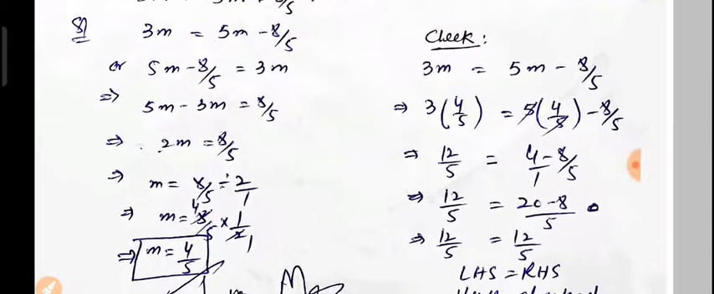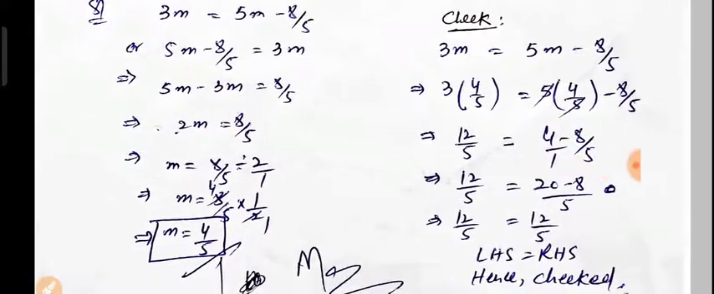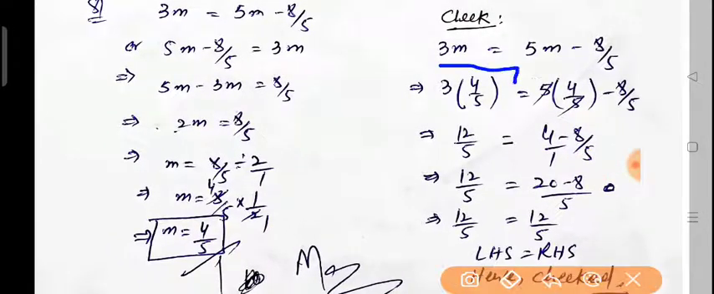Let's check whether our answer is correct or not. So for the check, we write our equation as it is, that is 3m is equal to 5m minus 8 by 5. In place of m, we put 4 by 5 in the given equation, that is 3 into 4 by 5 is equal to 5 into 4 by 5 minus 8 by 5. Then on the left hand side, we do the multiplication. 3 into 4 is 12 upon 5, equal to 5.